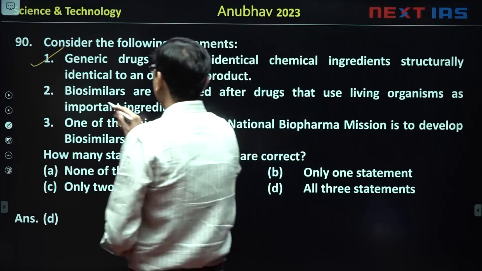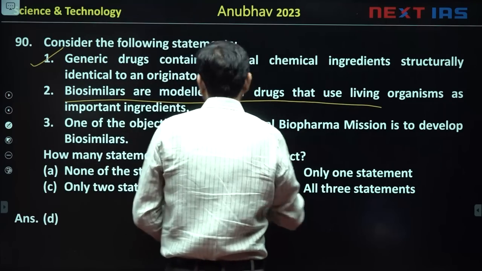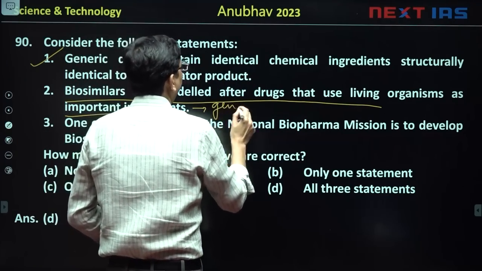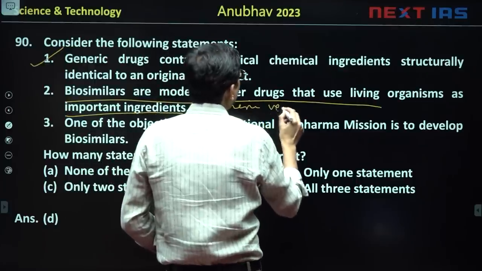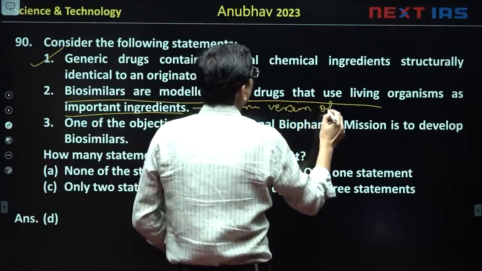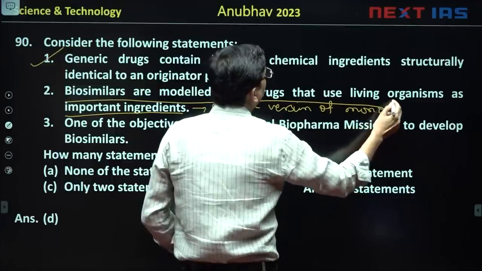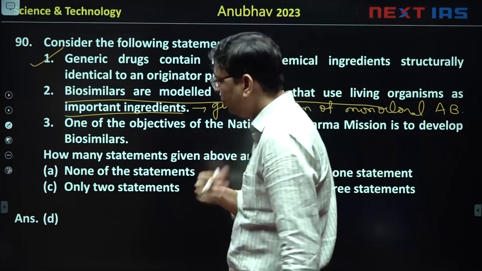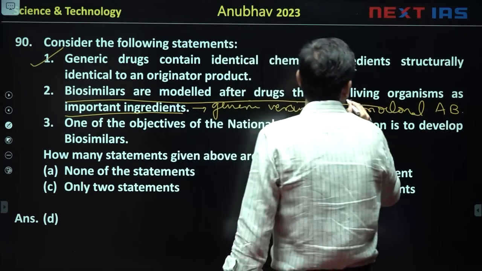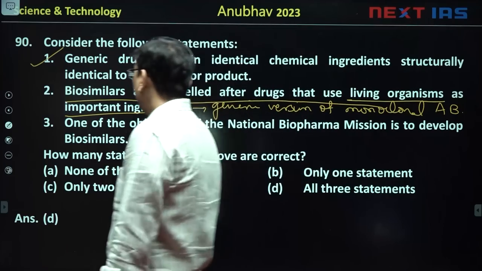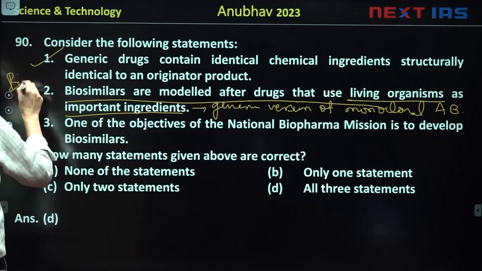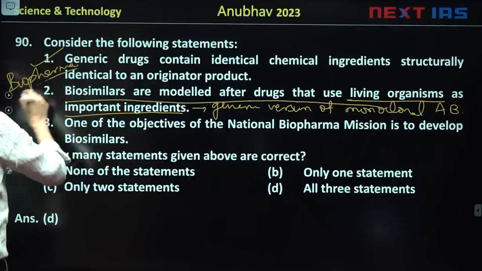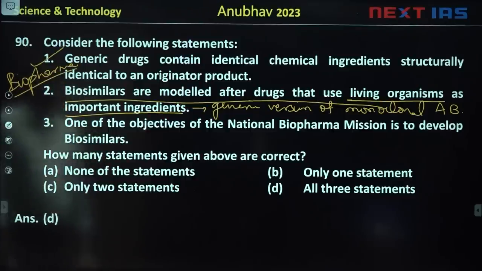Biosimilars are modeled after drugs that use living organisms. Yes, biosimilars are the generic version of monoclonal antibodies. To produce antibodies, you need living organisms. Biosimilars are also known as biopharma. So, that is also true.